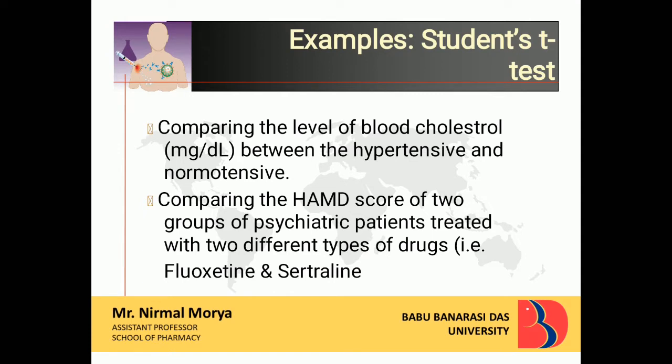So this is an example: comparing the level of blood cholesterol, measured in milligrams per deciliter, between hypertensive and normotensive patients. So this is comparing the blood level in two groups of patients, one hypertensive and the second normotensive. Another example is comparing the HAMD score of two groups of psychiatric patients treated with two different drugs, for example fluoxetine and sertraline.